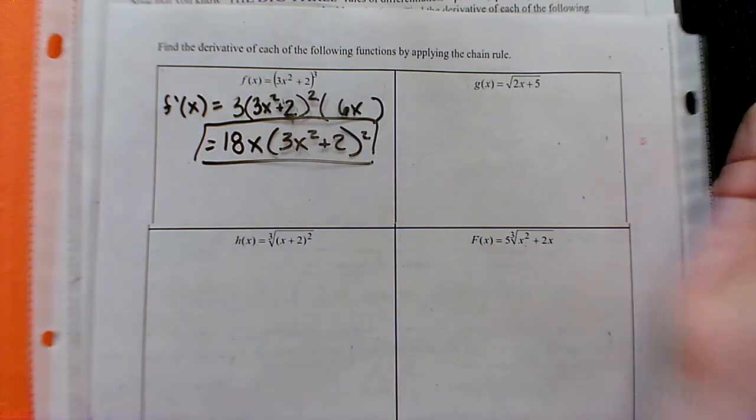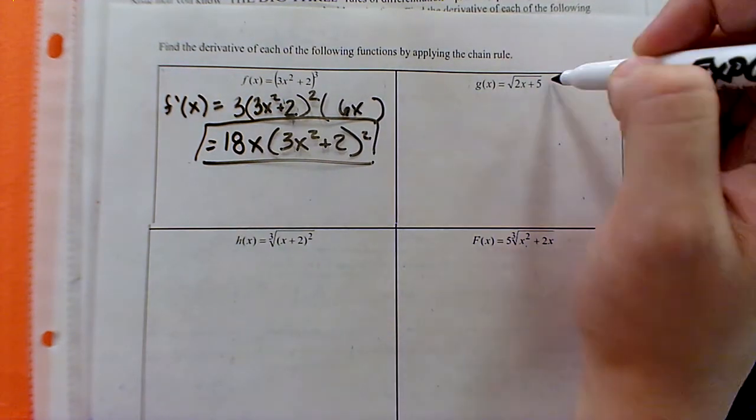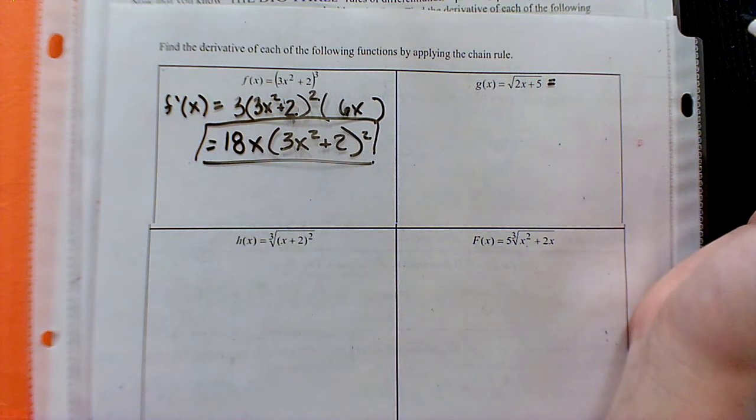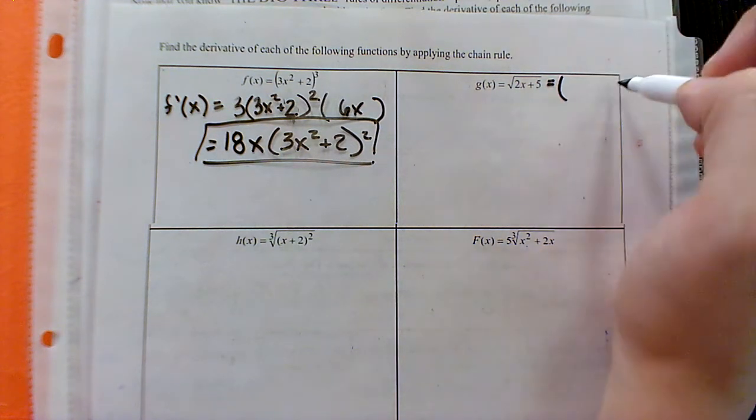All right, what about the next one for g of x? First off, can we rewrite it without the root? The square root's the same as what?